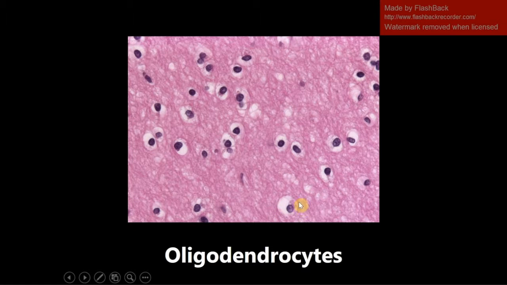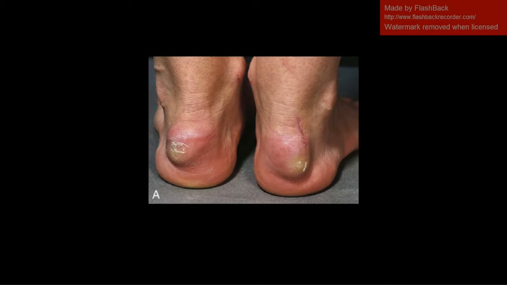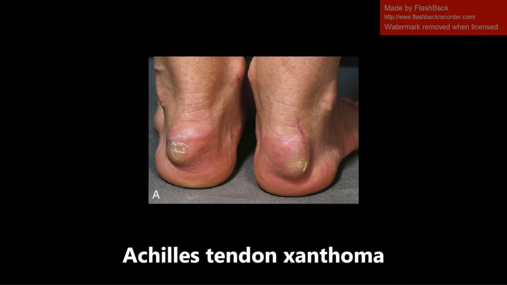And people describe the appearance of oligodendrocytes as a fried egg kind of appearance. I've never really seen that, but that's what it's commonly described as. This next image is going to be Achilles tendon xanthomas. So these are commonly seen in familial hypercholesterolemia, and you can kind of see this yellow tinge to the xanthomas here that represents the buildup of cholesterol.